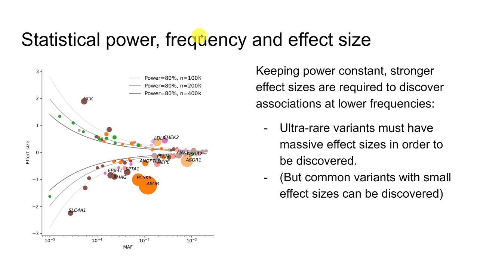Because this is effect size, it can be either positive or negative. And so you could also just think of it as absolute effect size, the absolute value of the effect size, and it would just be one curve.